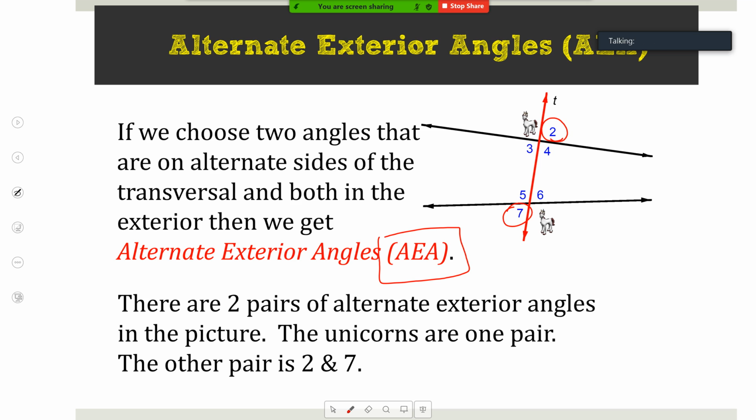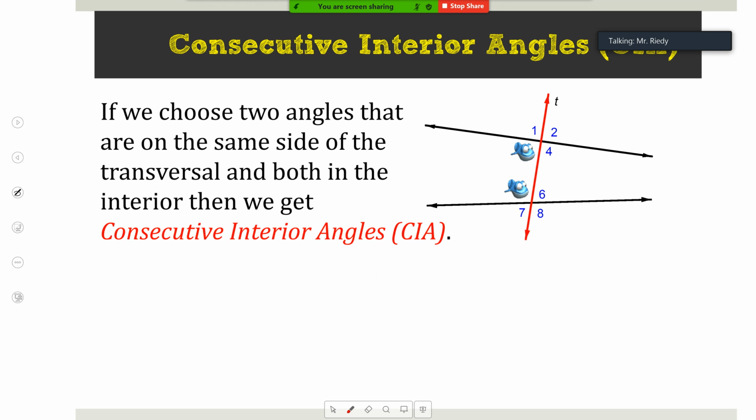Alrighty then. What we haven't done is picked angles on the same side of the transversal. Okay, we've done alternate interior, alternate exterior, so let's pick some angles on the same side, which would give us what's called consecutive interior angles. However, I'll give you another name. I also like same side interior angles.